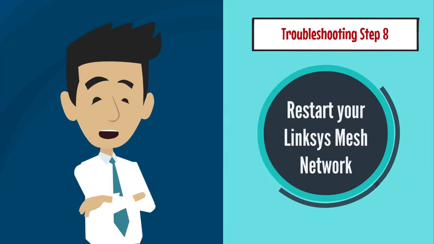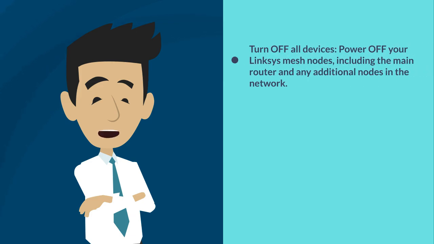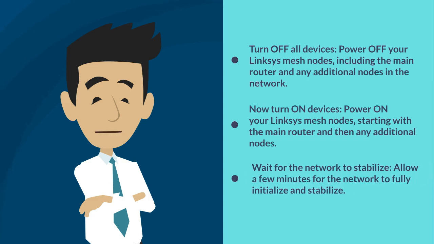Troubleshooting Step 8. Restart your Linksys Mesh network. If you're still experiencing slow internet speed after trying the previous steps, a simple power cycle can sometimes resolve underlying issues. Follow these steps. Turn off all devices. Power off your Linksys Mesh nodes, including the main router and any additional nodes in the network. Now, turn on devices. Power on your Linksys Mesh nodes, starting with the main router and then any additional nodes. Wait for the network to stabilize. Allow a few minutes for the network to fully initialize and stabilize.